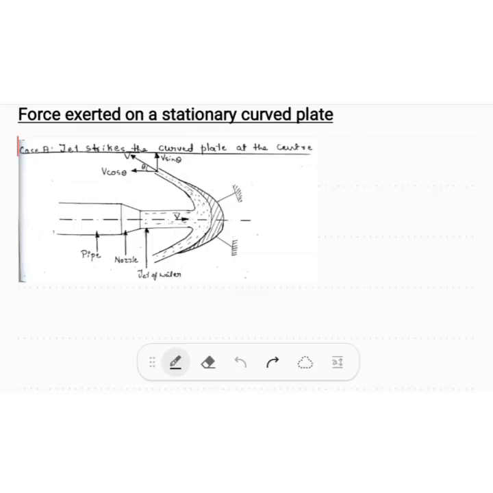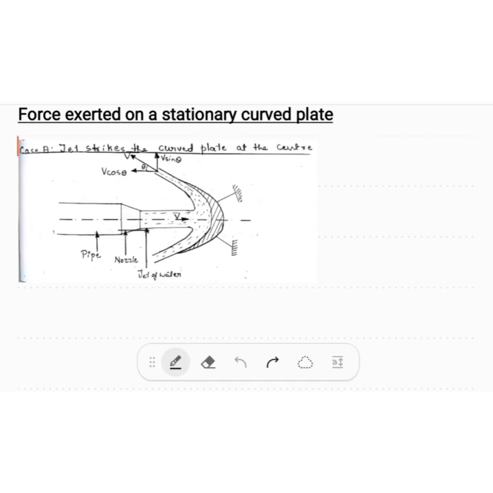Welcome all to this video. So in this video we are going to discuss force exerted on a stationary curved plate. Here we have different cases. Case A, that is when a jet of water strikes the curved plate at the center.